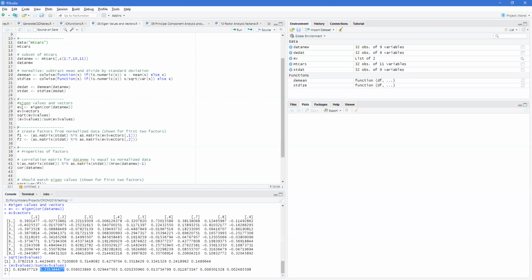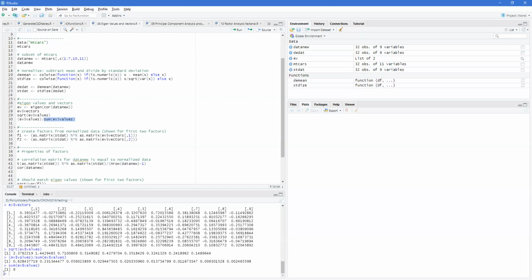And we can also see, if we wanted to, we could look at these things added up, and they're 9. Now, why is that the case? Because the correlation matrix is going to standardize everything to 1, so the total variance is going to be equal to the number of elements that you have in your series.